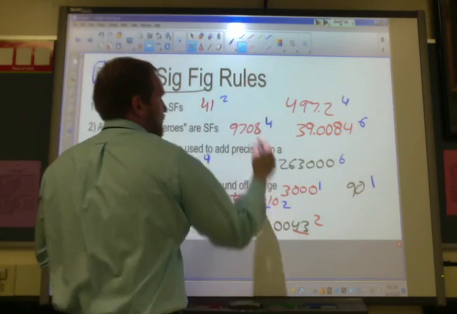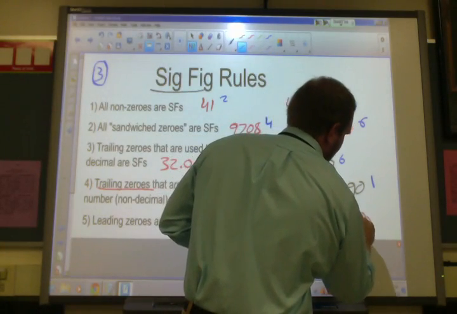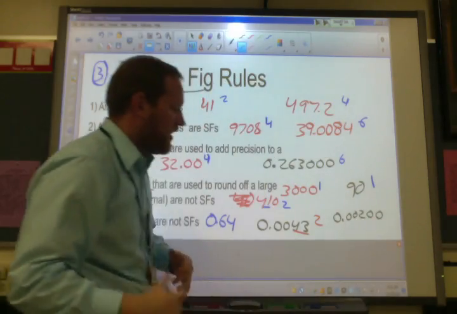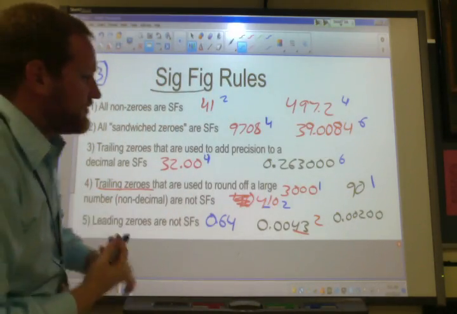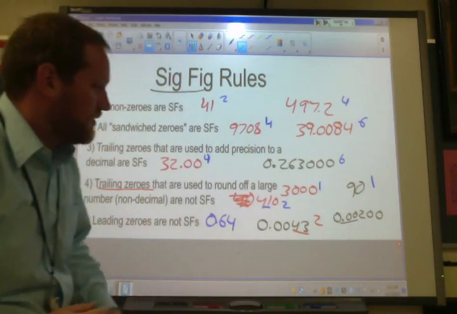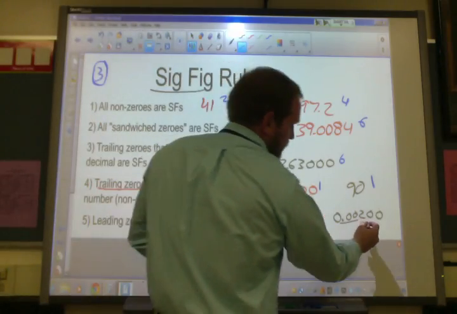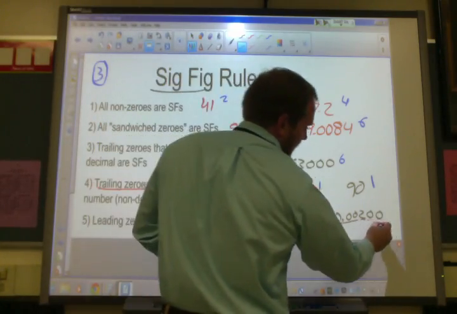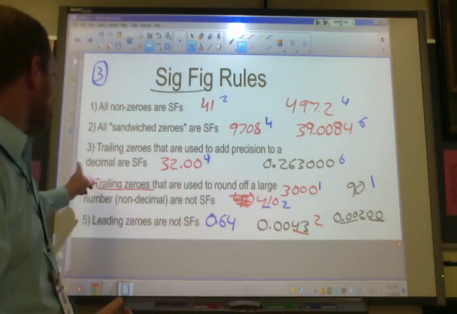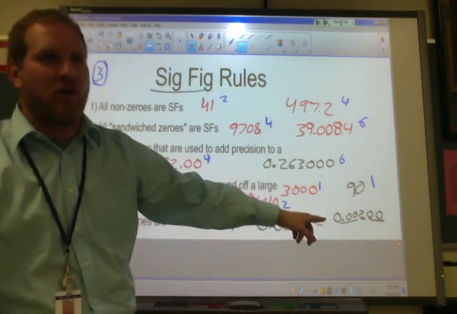And just one more example, 0.00200. Well, now we're combining a couple of rules. Leading zeros never count. So those 3 are not significant. They're just placeholders. The 2 definitely counts. And these extra zeros here, let's check our rule. Are those zeros used to round off a large number?